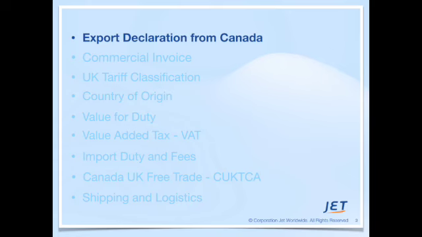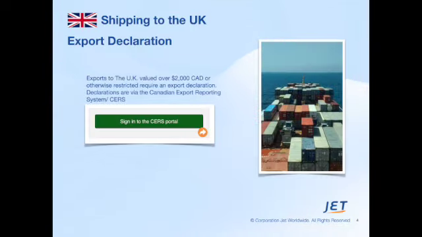Export declaration from Canada. Export declarations for shipments to the UK are required for goods valued over 2,000 Canadian dollars or if otherwise restricted. Reporting is via the Canada Export Reporting System, or CERS. Note that the Canadian HS code used for export may differ from the UK tariff classification.